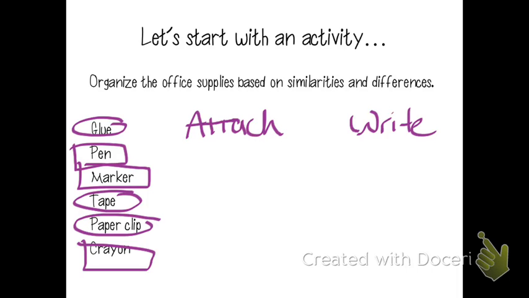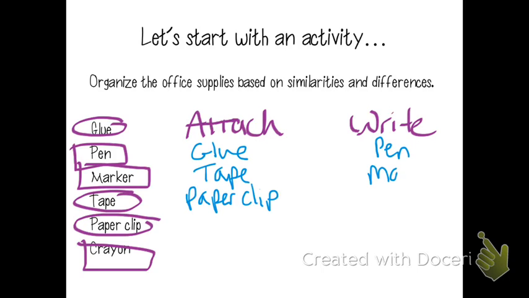Alright, so in our attach group, we're going to have our glue, our tape, and our paper clip. In our writing group, we're going to have our pen, marker, and crayon. Okay, so those are our first 2 groups. Now let's see if we can divide each of those groups into smaller groups within themselves.